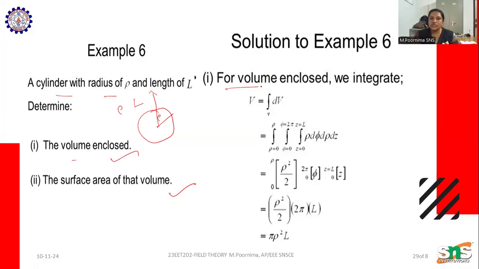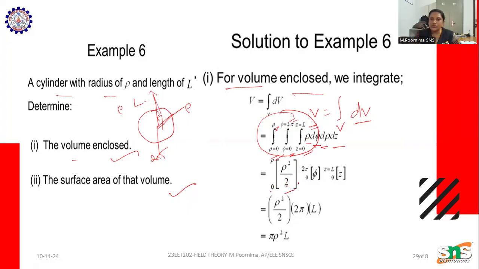First we find the volume enclosed using integration. The volume is the volume integral of dV. The limits are rho from 0 to rho, phi from 0 to 2 pi, and z from 0 to length L along the z axis. So we take the integral of rho d rho d phi dz.